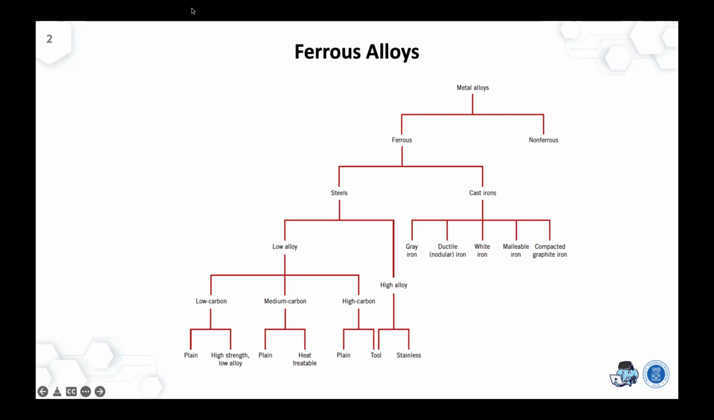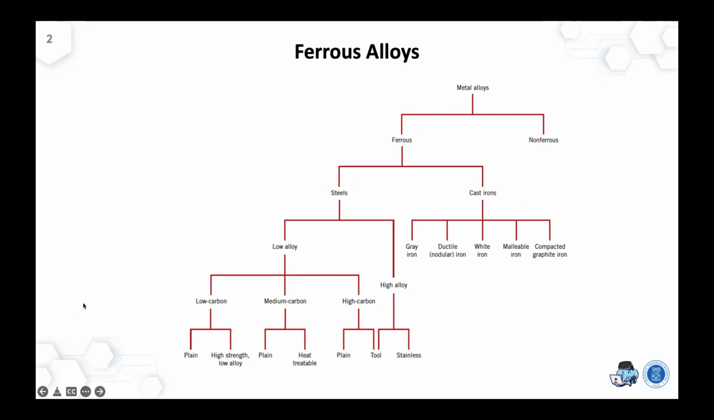Okay, there are ferrous alloys and non-ferrous alloys. Ferrous alloys are the alloys based on iron. The metal alloys are divided into non-ferrous and ferrous. The ferrous itself is for the iron and steel. Remember the difference between cast iron and steel.